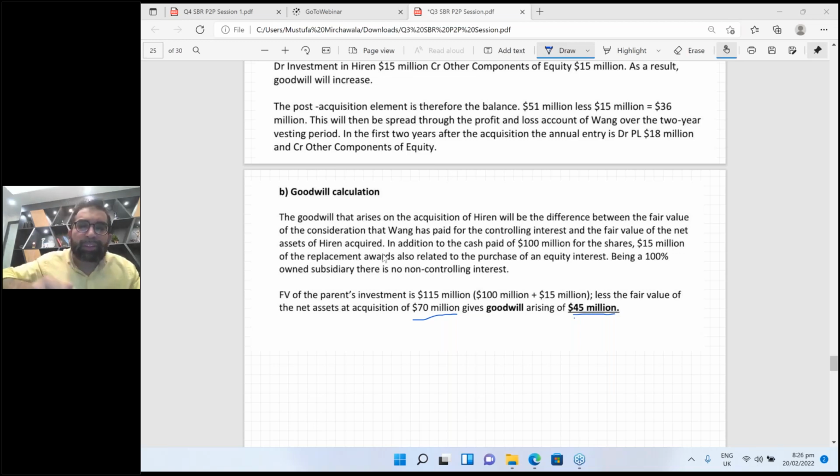I said whenever you issue real shares, you credit the share capital and share premium. But when you promise to issue shares, this is like a share option, and then you credit OCE or other equity. So in this question, we promise to issue shares. Replacement awards means we give share options. That's why OCE.